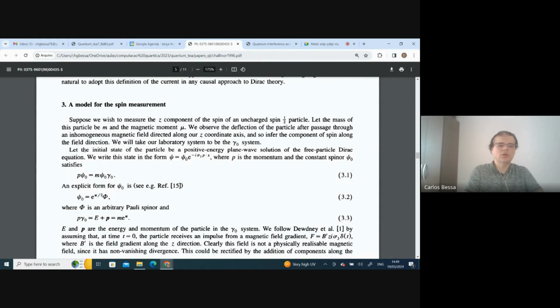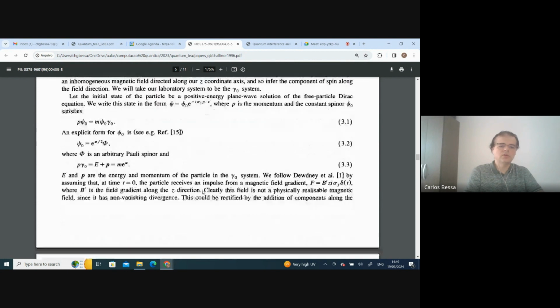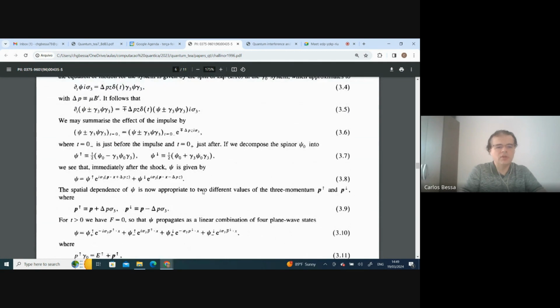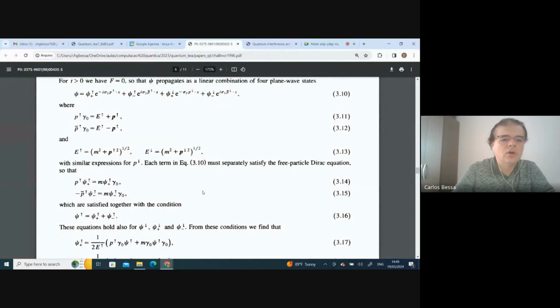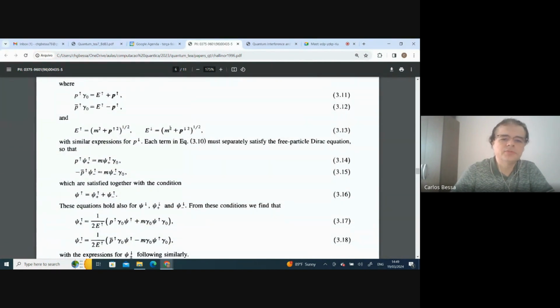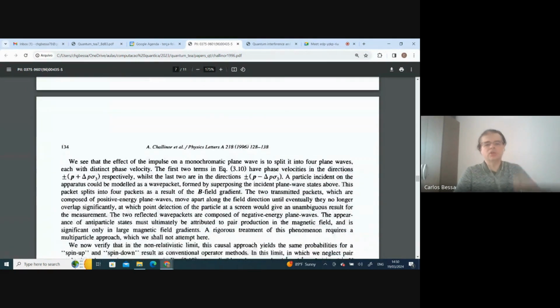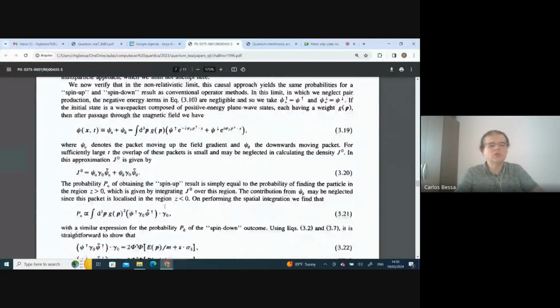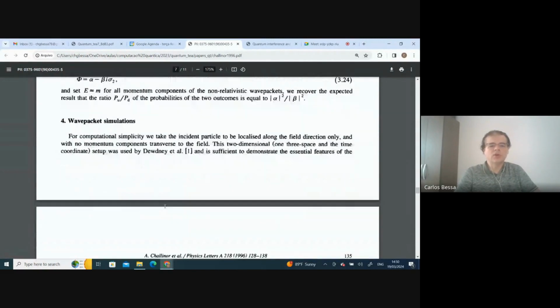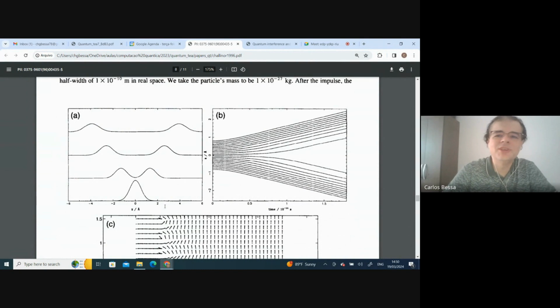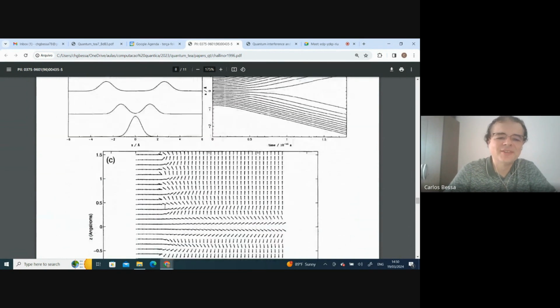Free particle: let the initial state of the particle be a positive energy plane wave solution of the free particle Dirac equation. You write the equation this way, and then develop. In this section 3, he makes the development of the theory. It's relativistic here. Relativistic energy. Yeah, I didn't check the details in the calculation because it's not the goal, at least not initially, unless we are convinced that this is the theory, so we go deep in the calculations. So in principle, it's just the idea.